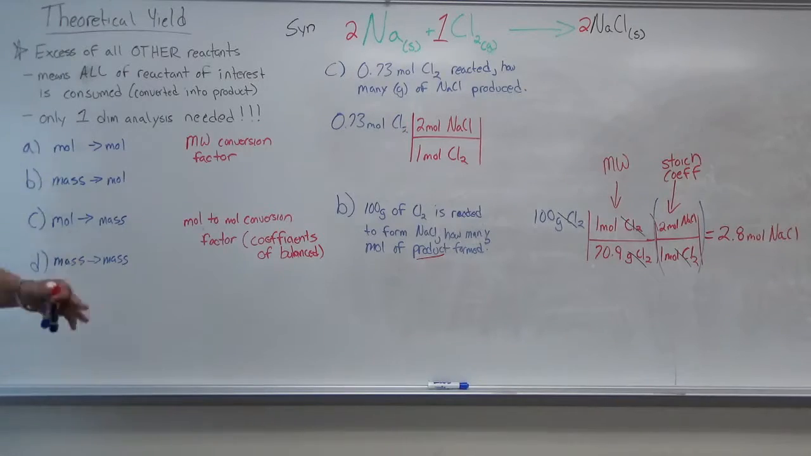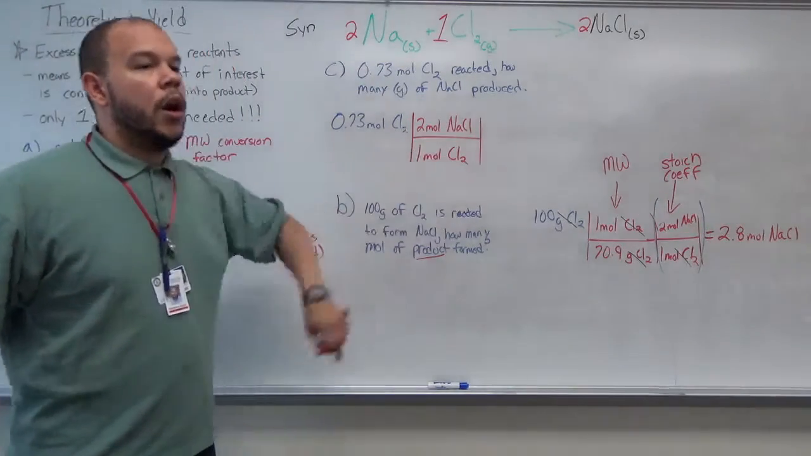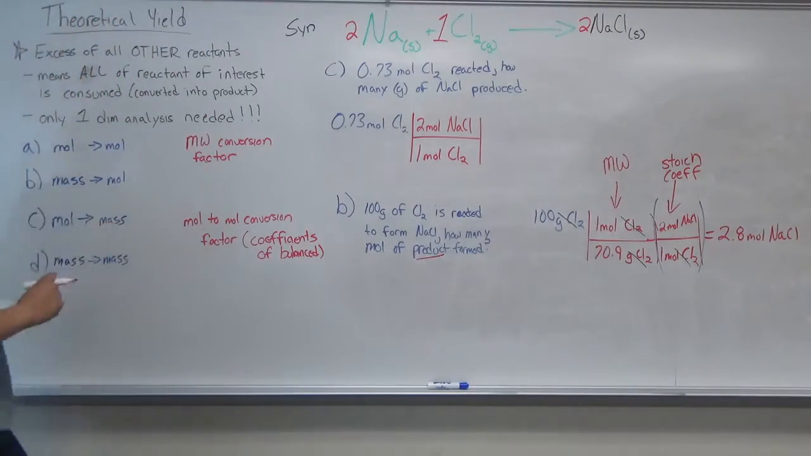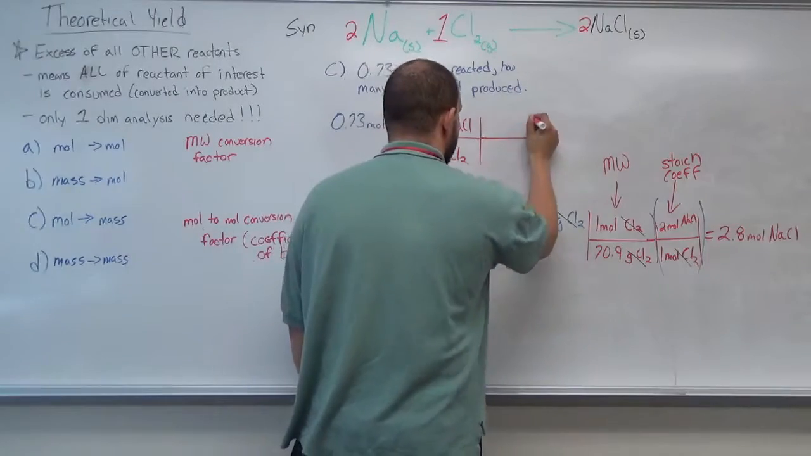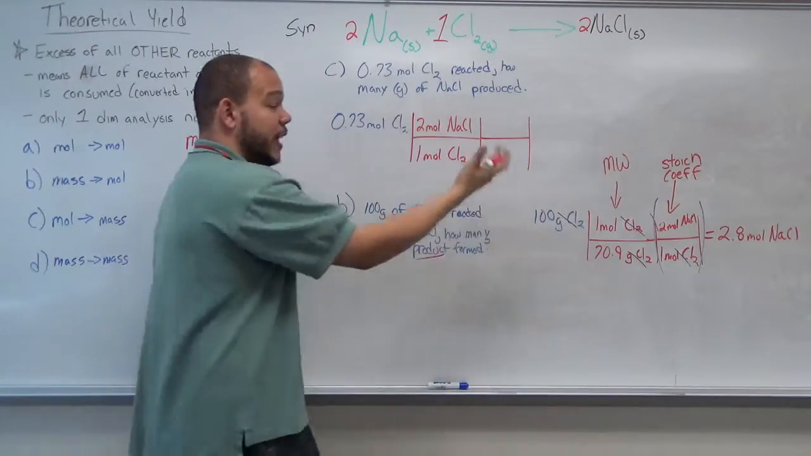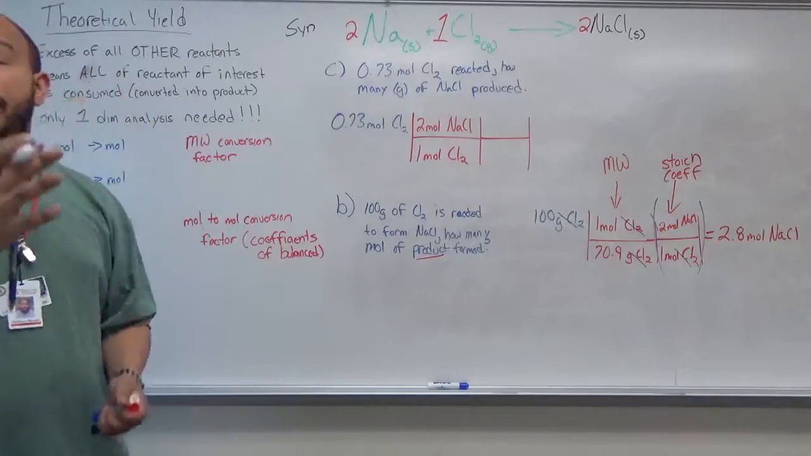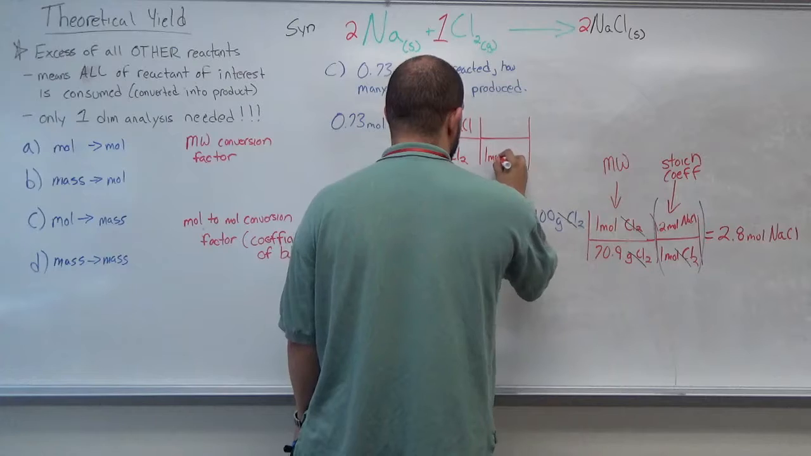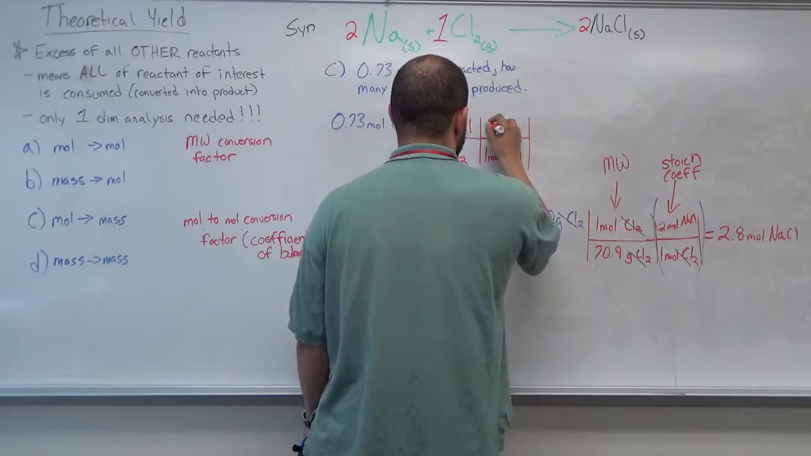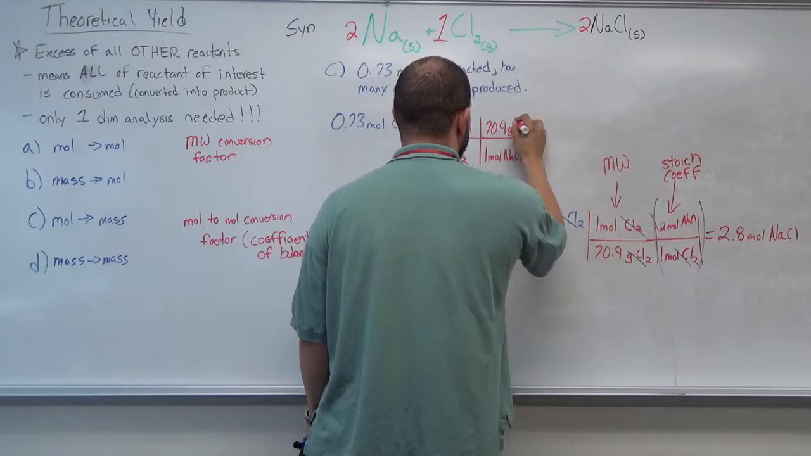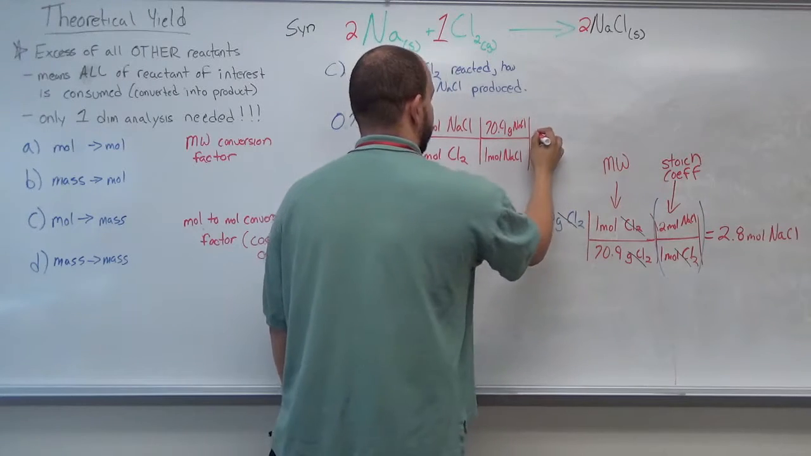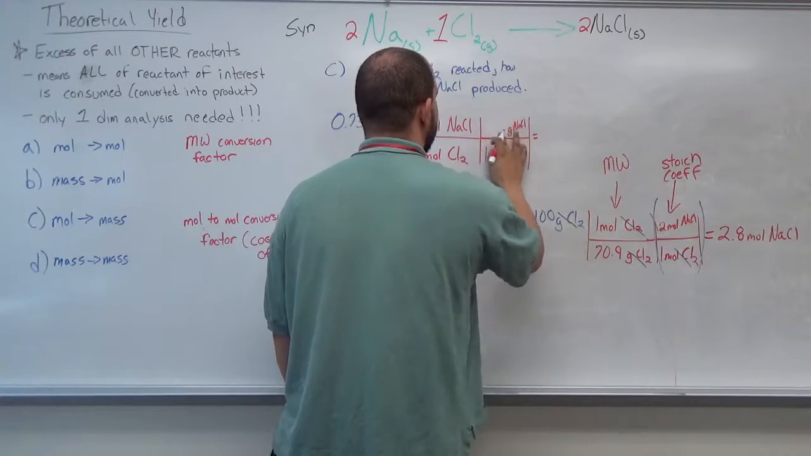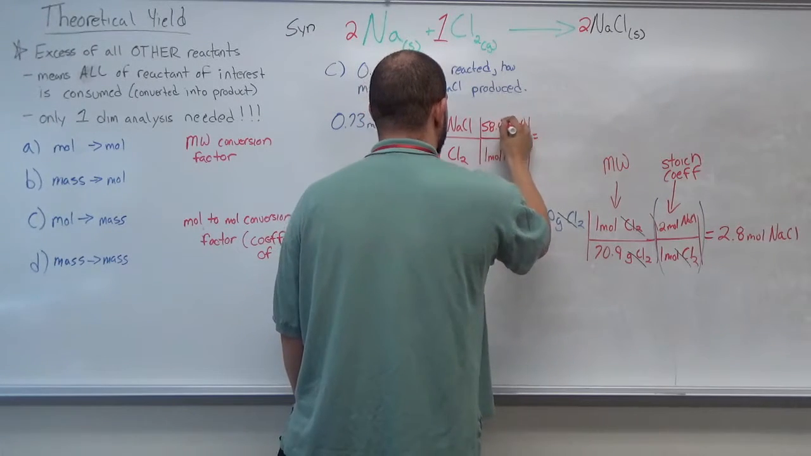How do we relate moles of a compound to mass of that compound? The molecular weight conversion factor. So we've effectively flipped the thought process, but we're using the same conversion factors. Sodium chloride, 1 mole of NaCl is equal to 70.9 grams NaCl. No, not 70.9, you're right, 58. Excuse me, 58.44.